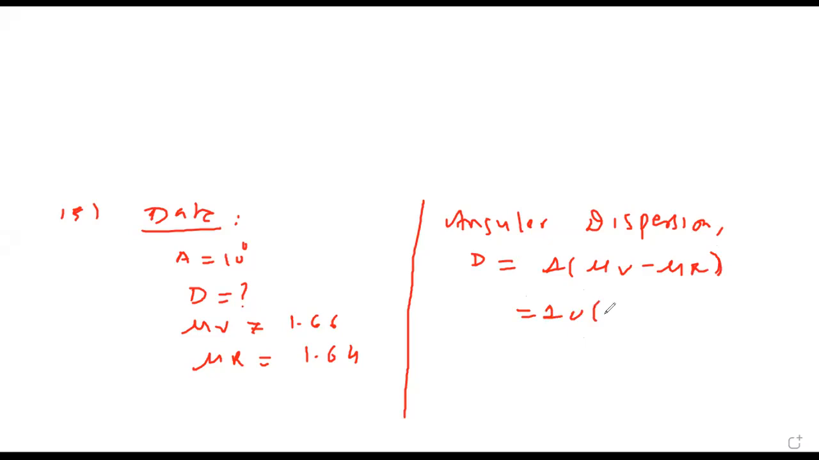A is 10, 1.66 minus 1.64. So 10 into 0.02, that equals 0.2.